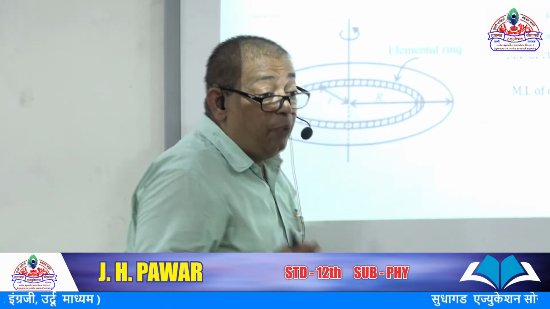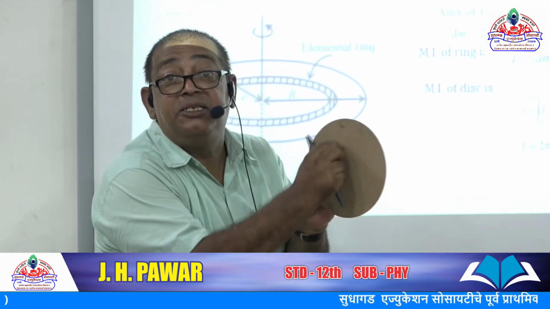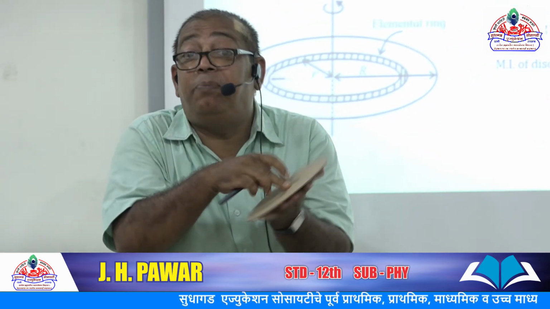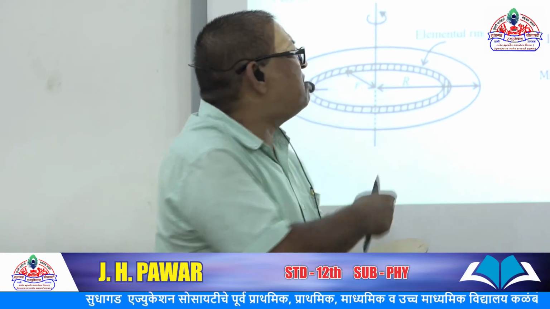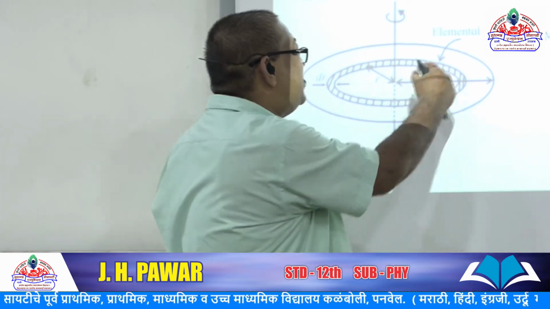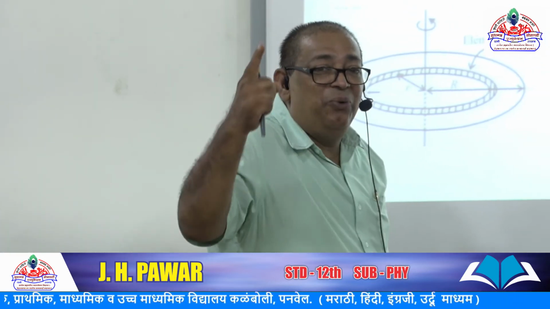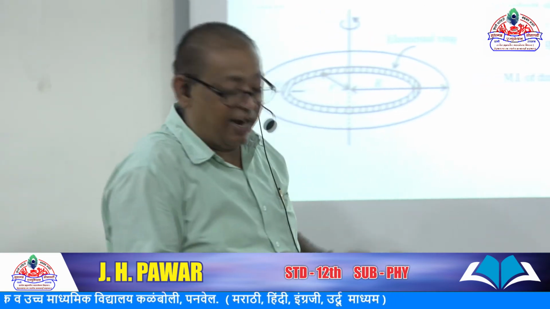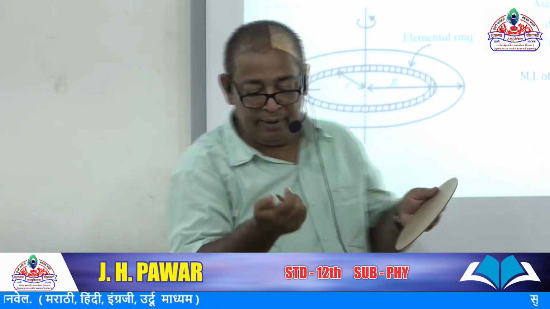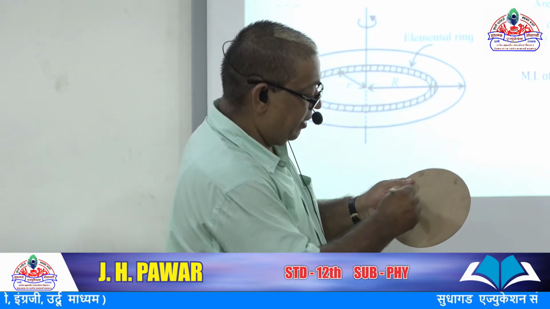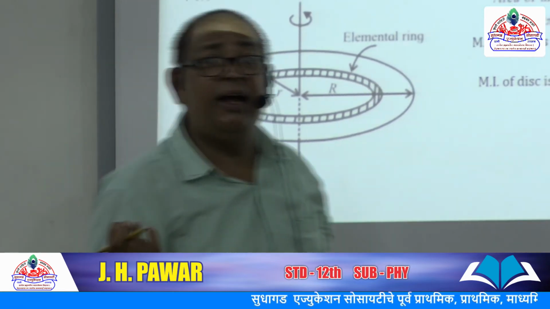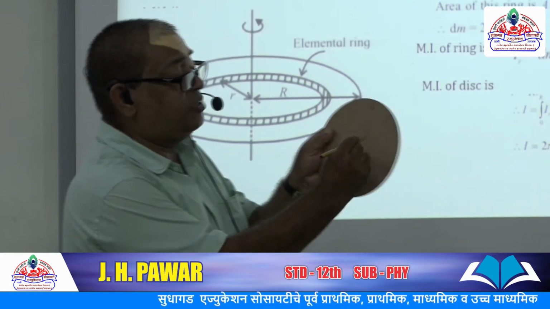I mean, look here, when we consider a number of concentric rings of increasing radius, this disk is made up of a number of concentric rings. Let us consider any one ring, whose thickness is dr and whose distance from the axis of rotation is r. Here I am taking a small ring, whose thickness is dr and whose distance from the axis of rotation is r.